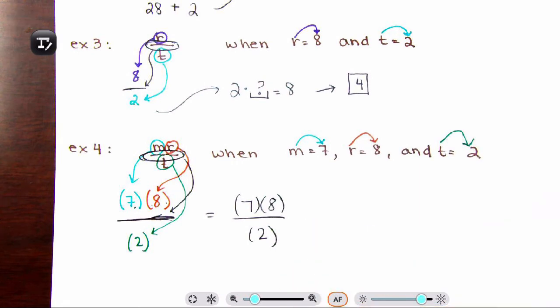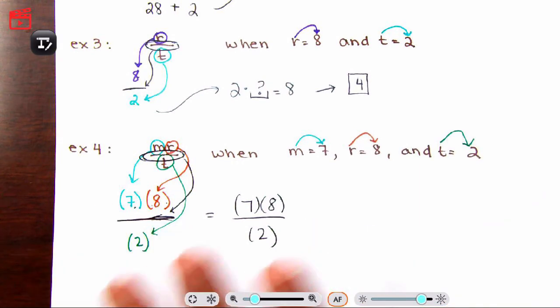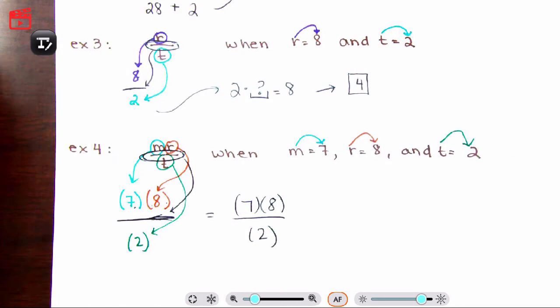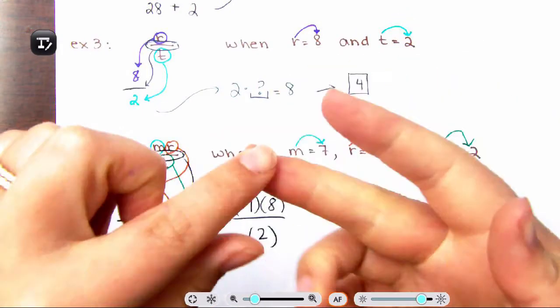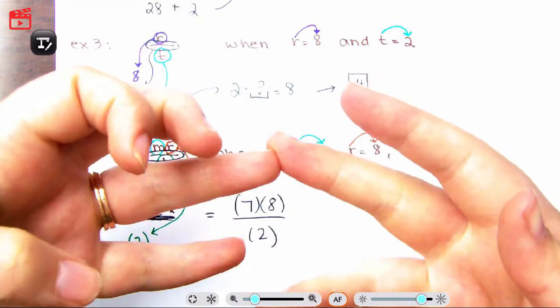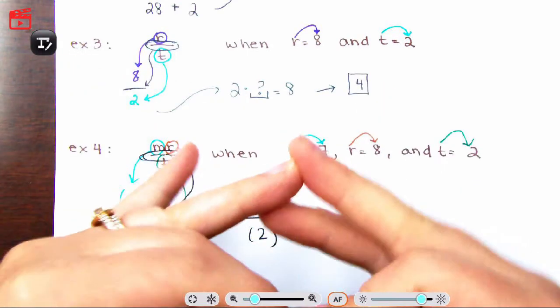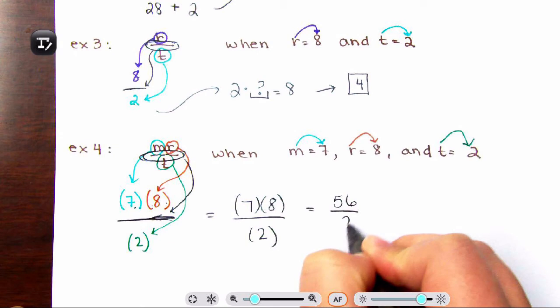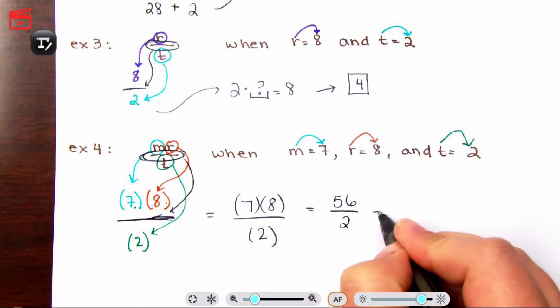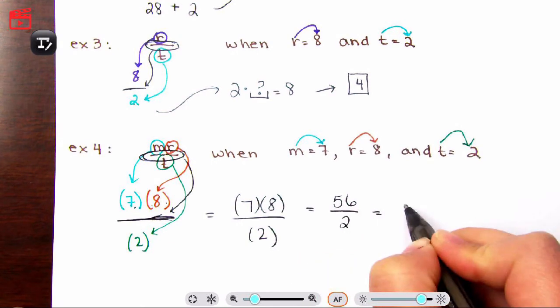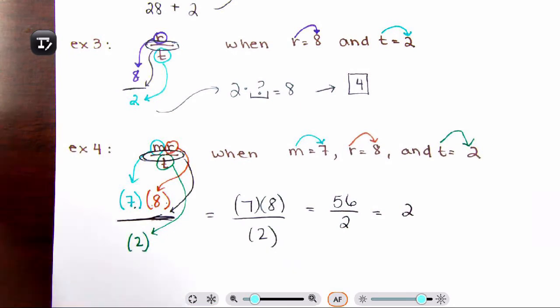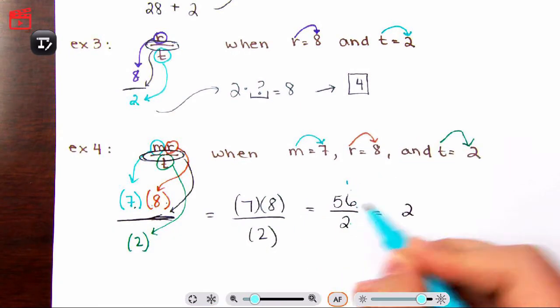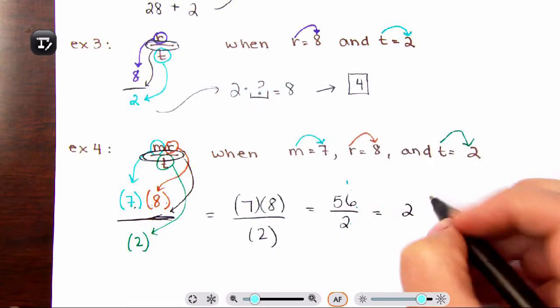7 times 8 is what? I don't know. I promise you I don't know, but I do know how to multiply with my fingers. So this is 6, 7, 8. 8 times 7 is 1, 2, 3, 4, 5. I have 56. 56 divided by 2. 2 goes into 5 2 times. I have 1 left over. 2 goes into 16 8 times.